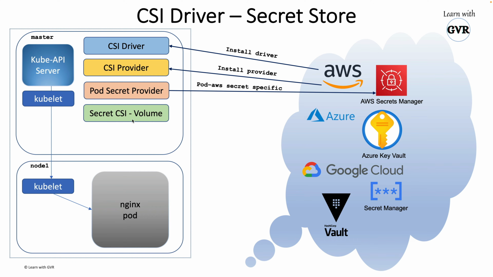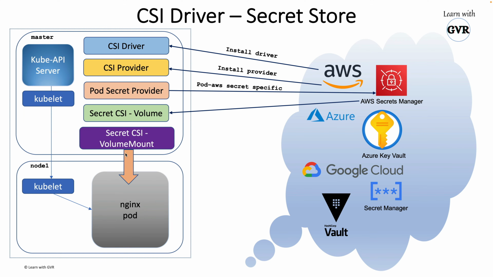Then a CSI volume will be created and a CSI VolumeMount will be created, and that CSI VolumeMount will be attached to the pod. So ultimately this secret will be mounted to the pod as a temporary, which is ephemeral. When you delete the pod, automatically this VolumeMount will go away. Super, right? So dynamically the cloud secrets will be attached to the pod. That's what the CSI driver will take care of.